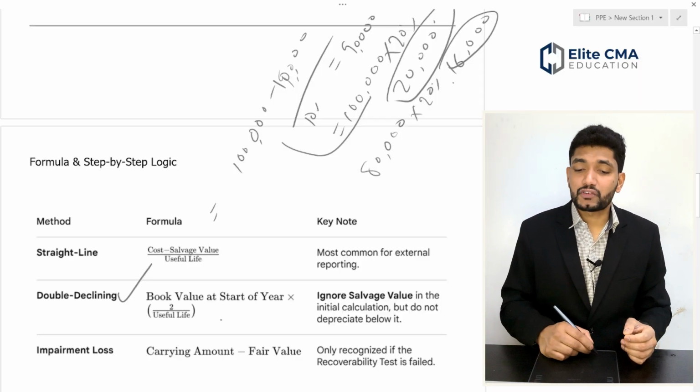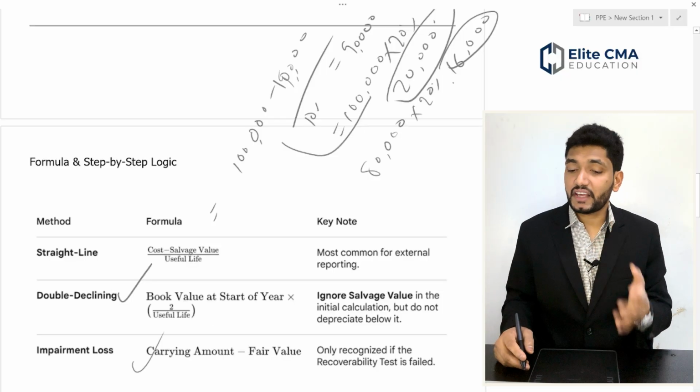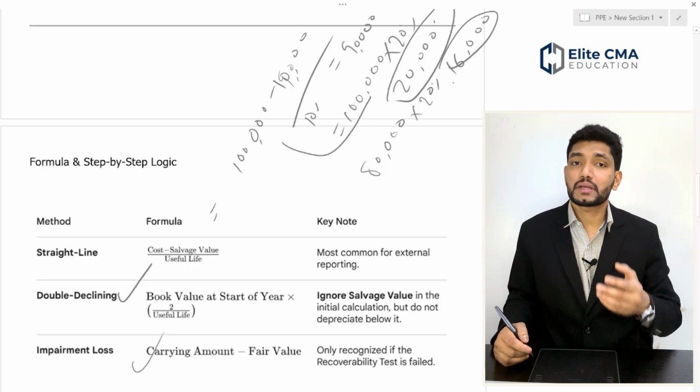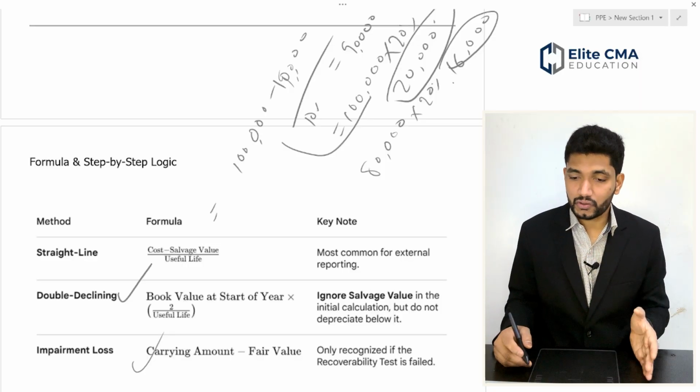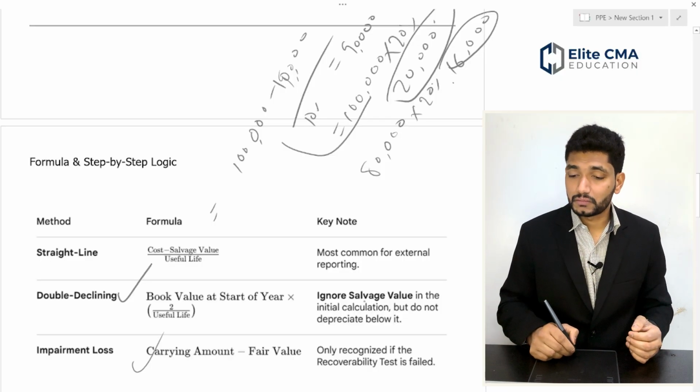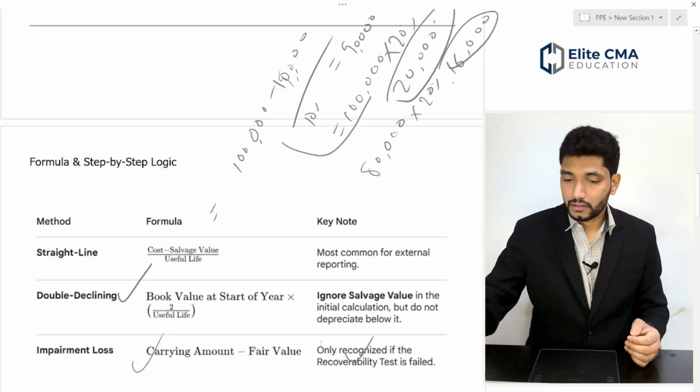Then impairment loss: if your asset carrying amount is more than your fair value, then you have to do an impairment test for your asset and convert your asset value into fair value.